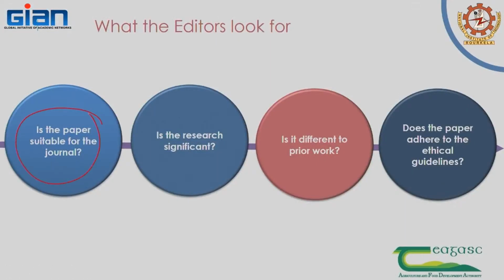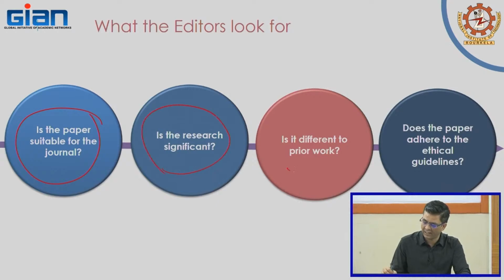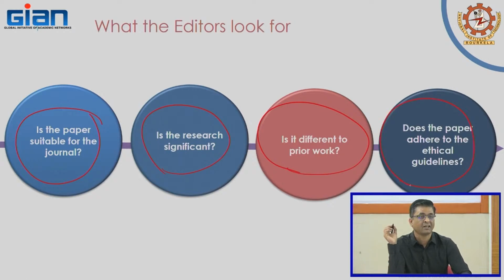So that's what the editor looks at first and foremost: is the paper suitable for the journal, is the research significant, and is it different from prior work? That means what is already there, is it adding some extra knowledge, or is it the same thing? Does the paper adhere to ethical guidelines? Ethical in the sense that if you do a sensory evaluation, pick 10 people and feed them without following the approval process, then it is rejected.